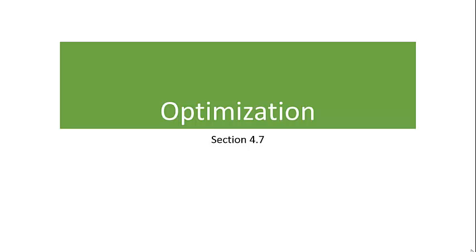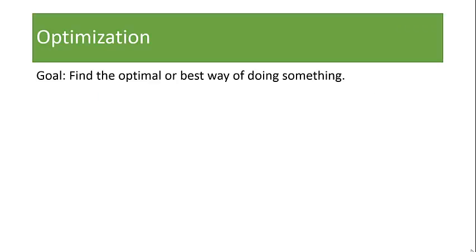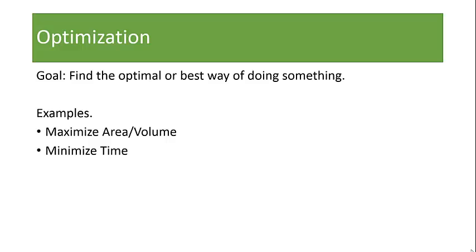In section 4.7, we will look at a final application of derivatives called optimization. In optimization problems, our goal is to find the optimal or best way of doing something. For example, we may want to maximize area or volume or minimize time. We may want to maximize profit or revenue or minimize cost.